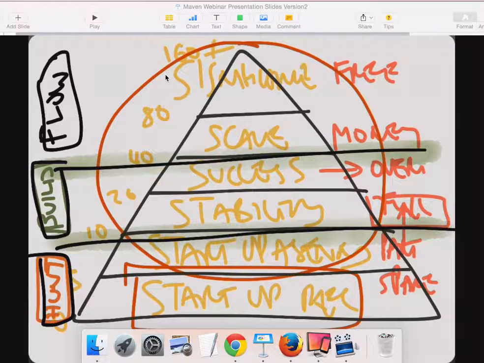In fact, let me ask you a question. Type in the box quickly. Where are you on that scale? Where are you on that scale of moving from startup to startup agency, from stability into success? Just let me know. Type in the box now.